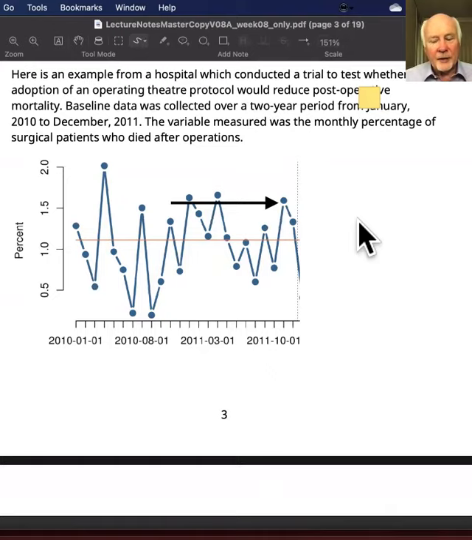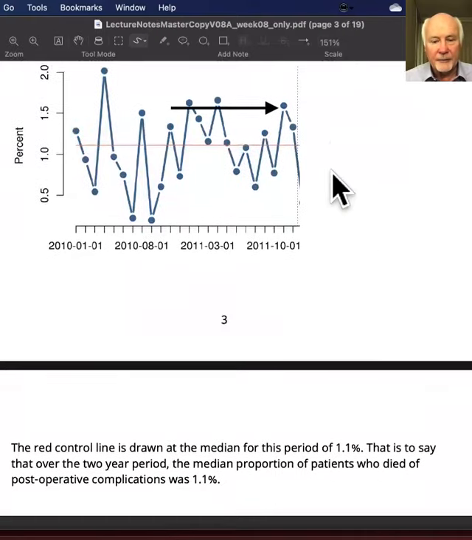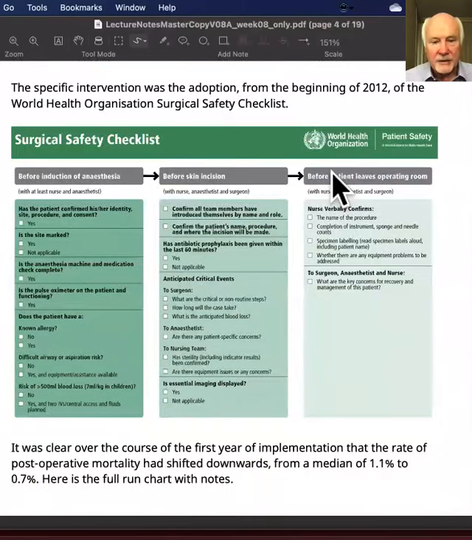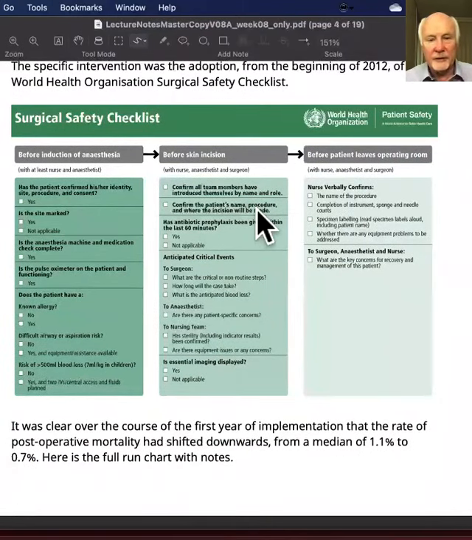So what they were concerned about was the rate of mortality, so people dying after they'd had operations. And the experiment they tried was they introduced into the hospital, into the operating theatres, a pretty simple looking tool. So it's this thing here, which is the World Health Organization surgical safety list.